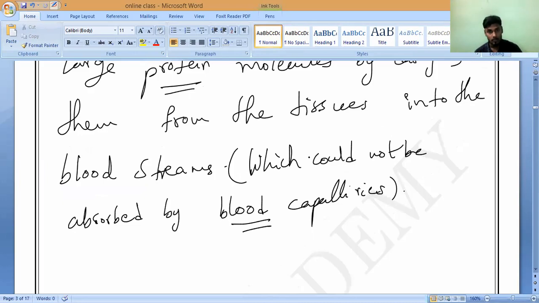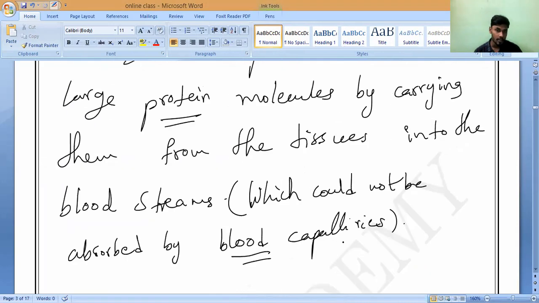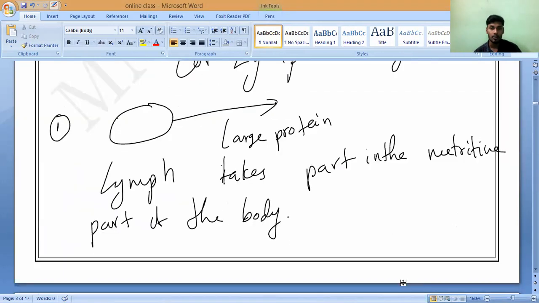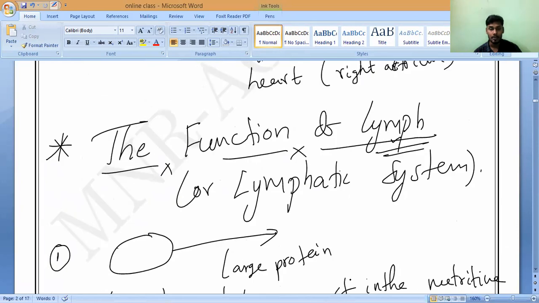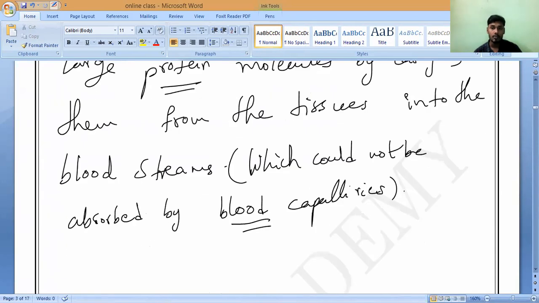Is it yes or no? All of you, please tell me. Akhil, Arfan, Arya. Yes, sir. That is the first function of the lymphatic system or lymph, which will carry the large protein molecules. It also takes place in the nutritive process of the body. That's all. So that is what you have to write.